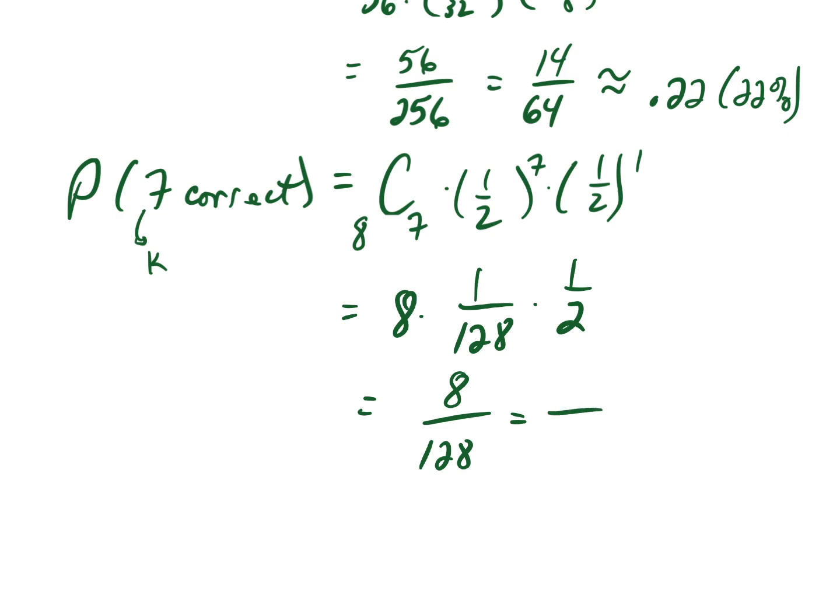And what can I cancel top and bottom there? I think I can cancel an 8, right? Yeah. And so we'd have 1/16. And 1/16 as a decimal, if anybody's curious, would be 0.0625. So the probability of getting 7 correct on a true-false test with 8 questions, which is what, B plus or something like that, would be 1/16 or 0.0625, so not very likely.